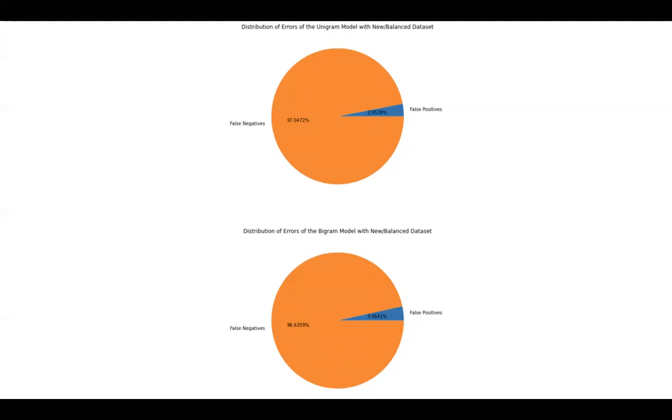Same thing with the bigram model on the new balanced data set. It had an overwhelming false negative rate. So if you're in an application or field where your data looks similar to the balanced new data set that I created, where the proportions are roughly similar, and you want to minimize the chance of false positives, then either the bigram or the unigram model would be a good way to go. And as you saw, the bigram model actually had a lower accuracy of around 3%. That's significant.